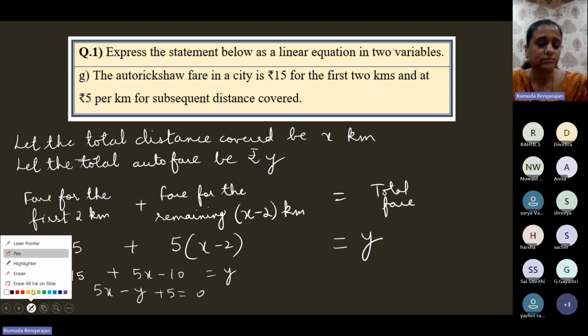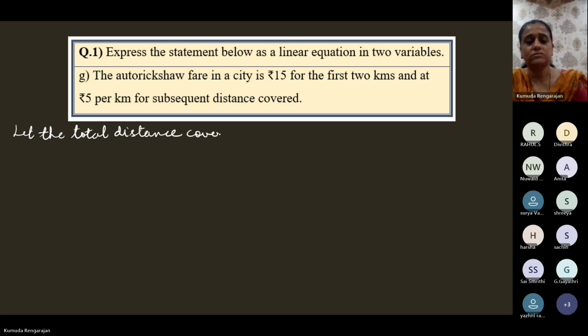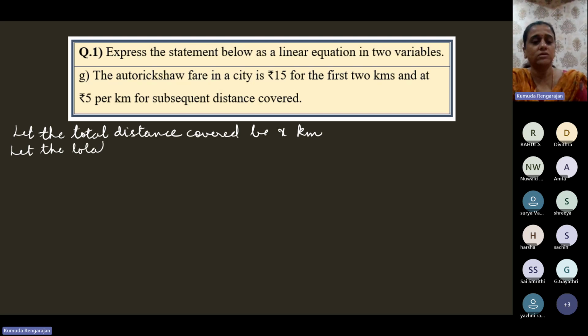Now you tell me, what do we have to assume? We should assume the total distance and the total fare, children. Total distance and total fare. Let the total distance covered be x kilometers. Let the total fare be rupees y.